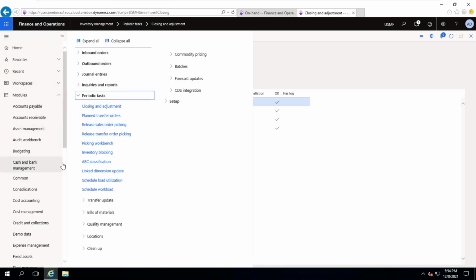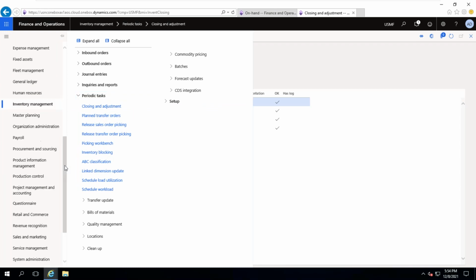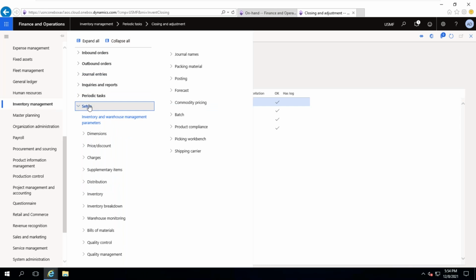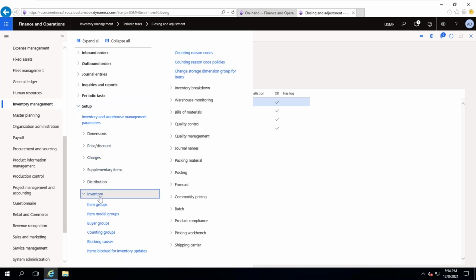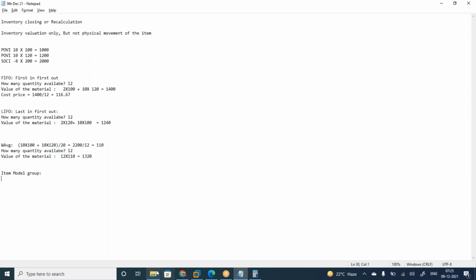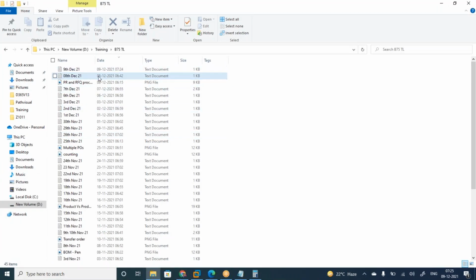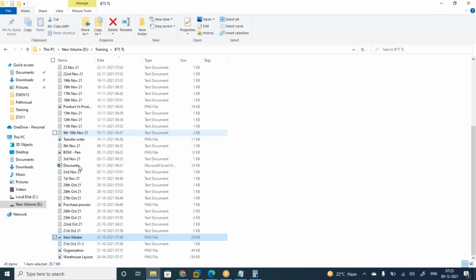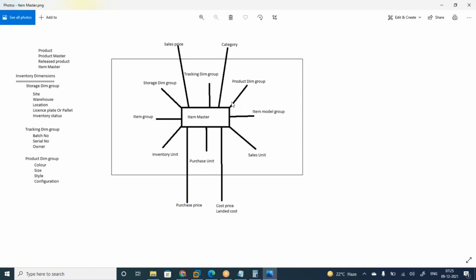Inventory management, setup, inventory, item model groups. If you remember, in the very first day or first week of training, we discussed item master, majorly for T&L people, and even for finance people also. If you have not, please recollect this.